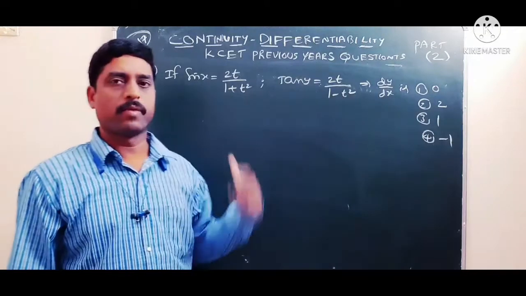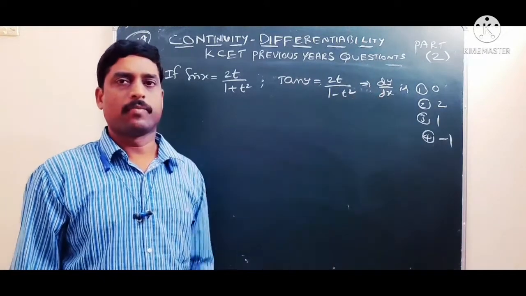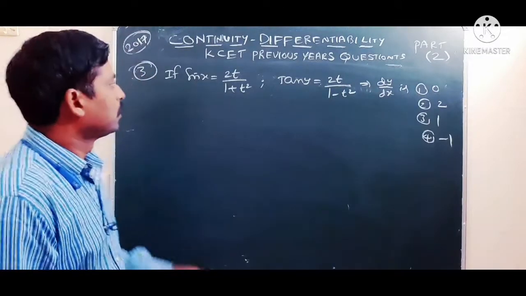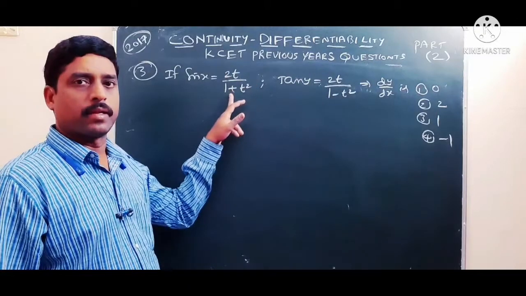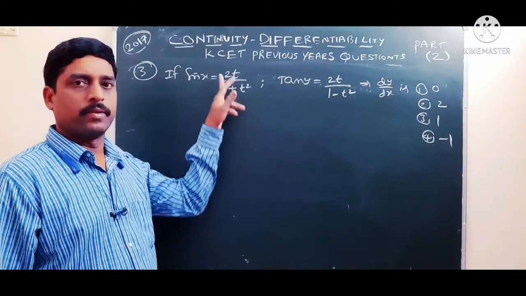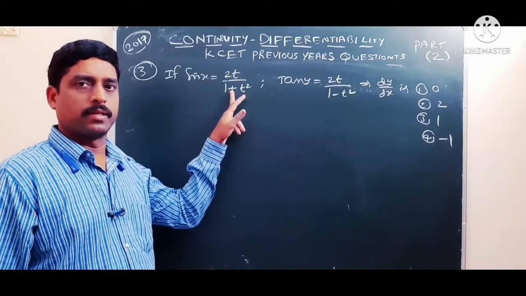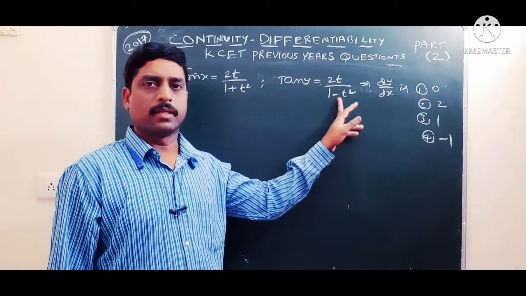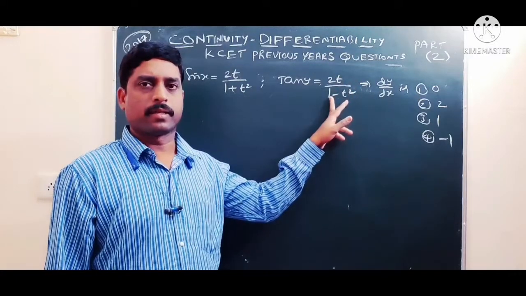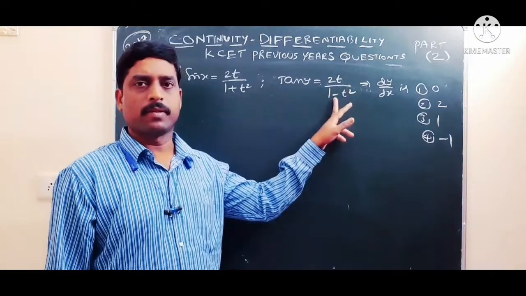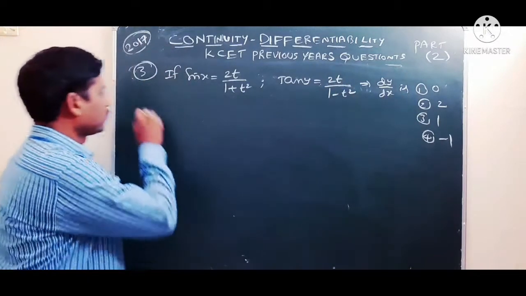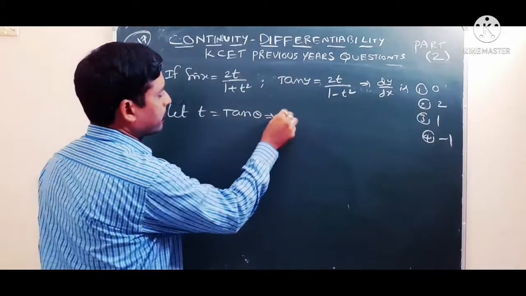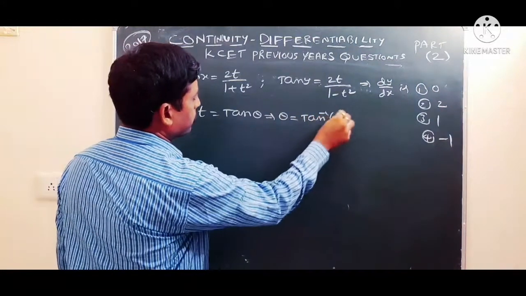So let us go to the next problem. The sin x value and tan y values are given, and we have to find dy by dx. For this kind of problem we use the substitution method. Take 2t by 1 plus t square, and let t is equal to tan theta. Then 2 tan theta by 1 plus tan square theta gives sin 2 theta. And 2 tan theta by 1 minus tan square theta is the formula for tan 2 theta. So t is equal to tan theta, therefore theta is equal to tan inverse t.